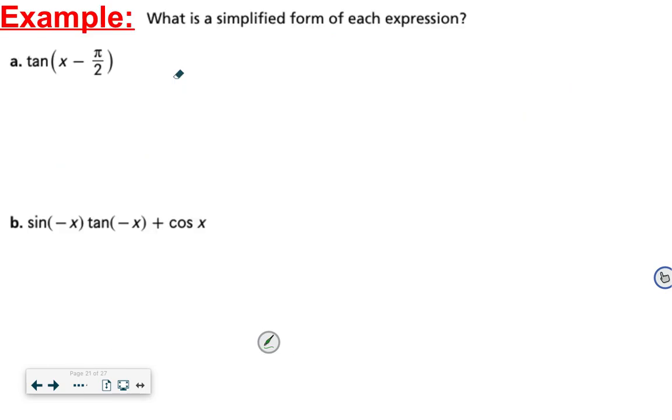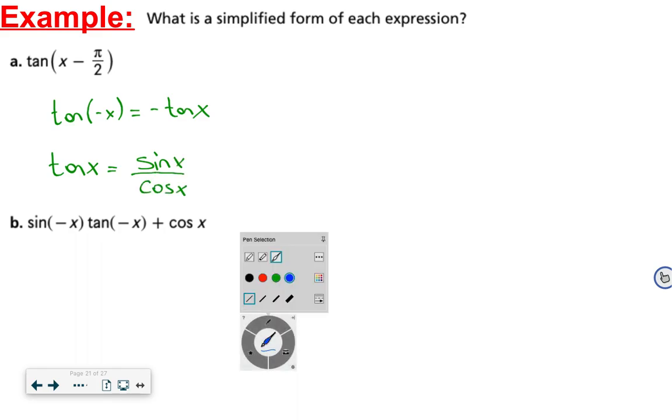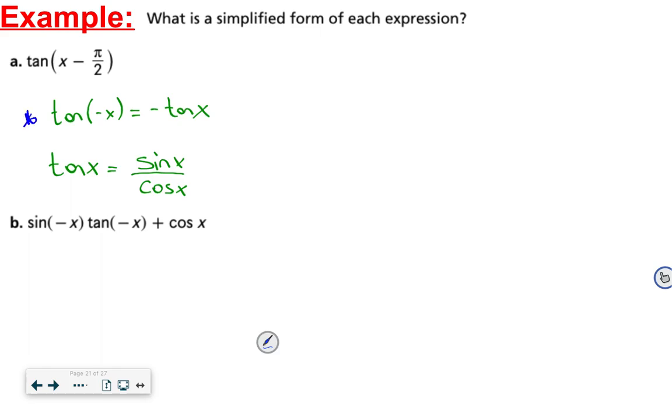What is the simplified form of each expression? To be able to solve this question, we need to know some identities. As you know, tangent is also an odd function, which means that tangent minus x is going to become minus tangent x. This is the first one. Second one is, we know that tangent x can be written as sine x over cosine x. This is the quotient identity. We need to use these two identities.